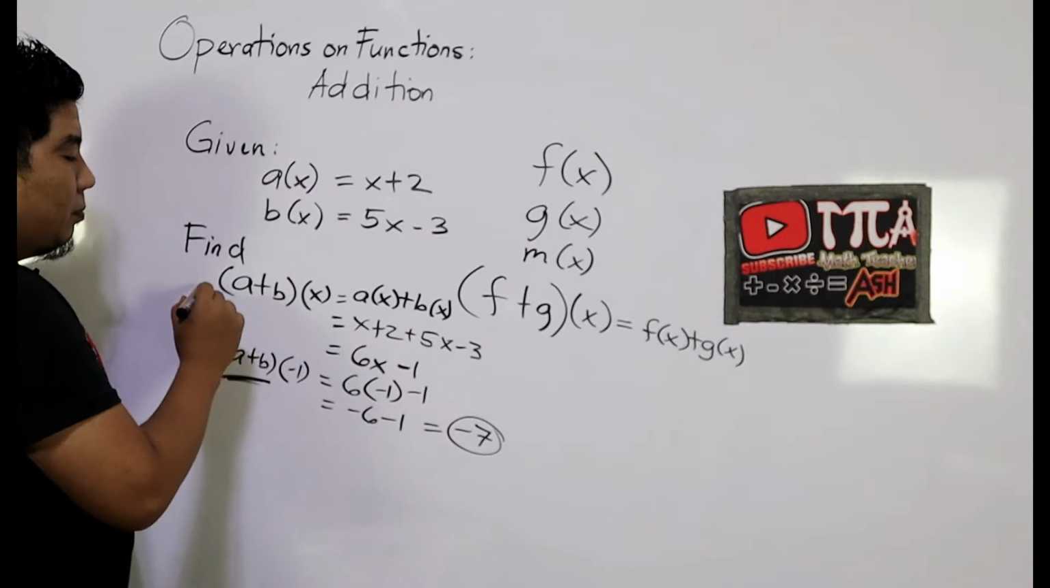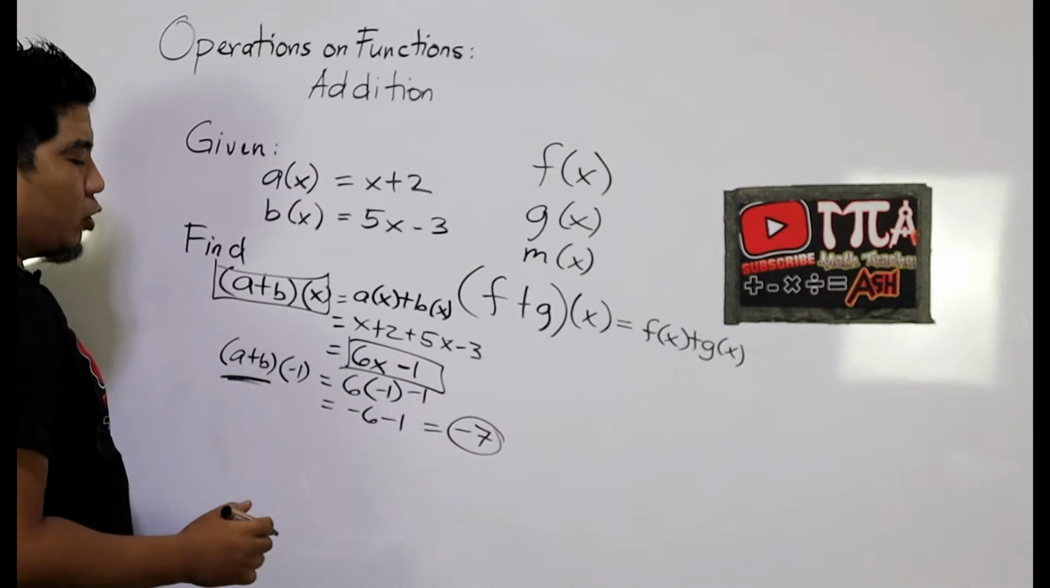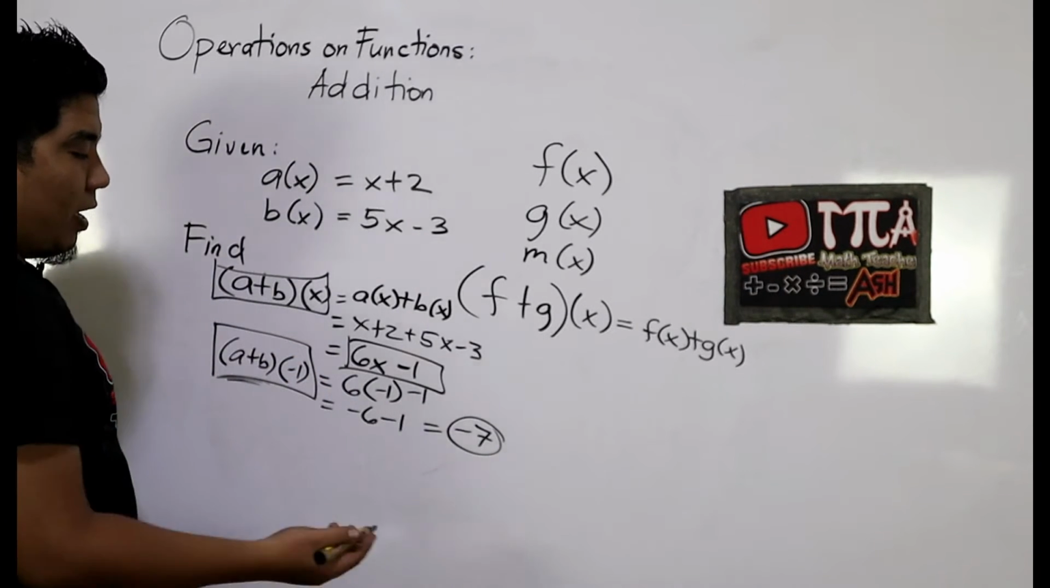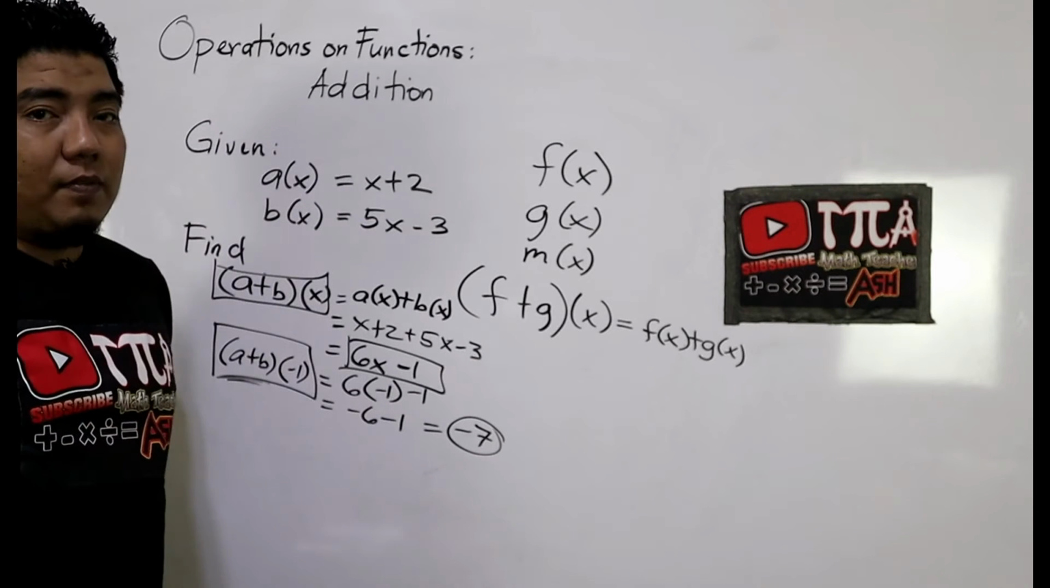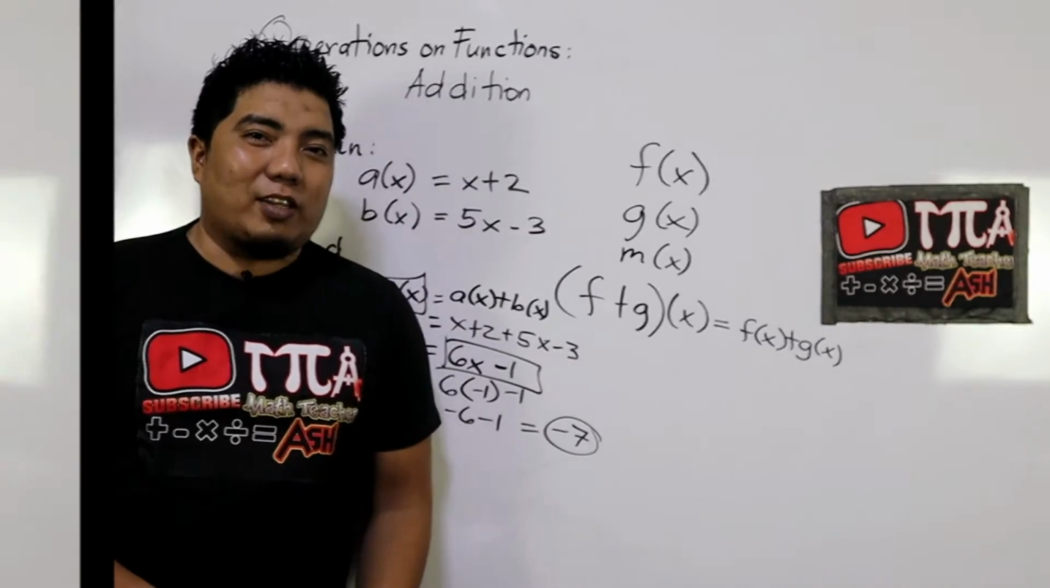So if your problem is this one, the answer is 6x minus 1. If your problem is a plus b of negative 1, then your final answer is negative 7. Easy, right? So now let us consider another set of examples.